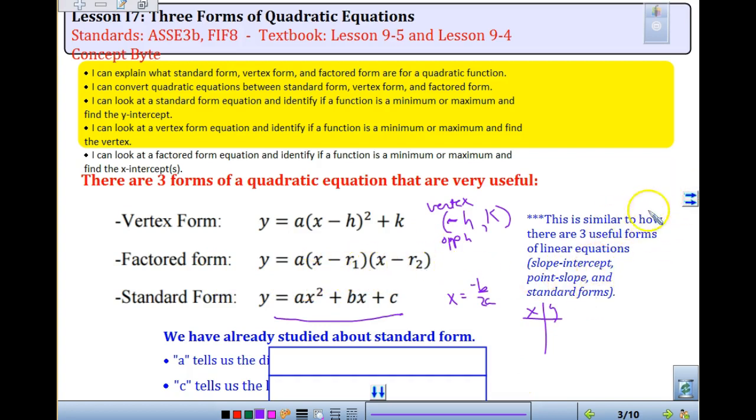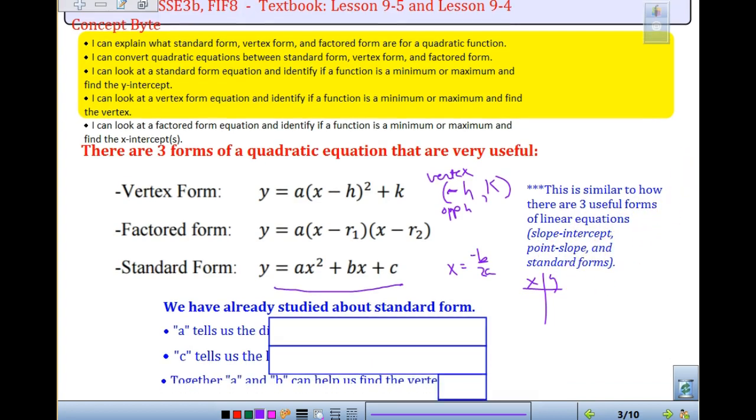And they're all kind of similar to when we think about slope-intercept form. We had point-slope form and standard form. So of our linear equations, there were 3 different forms, and now of quadratics, we have 3 forms too. Vertex form, this is like we just did. This is completing the square. So please write vertex form, completing the square.